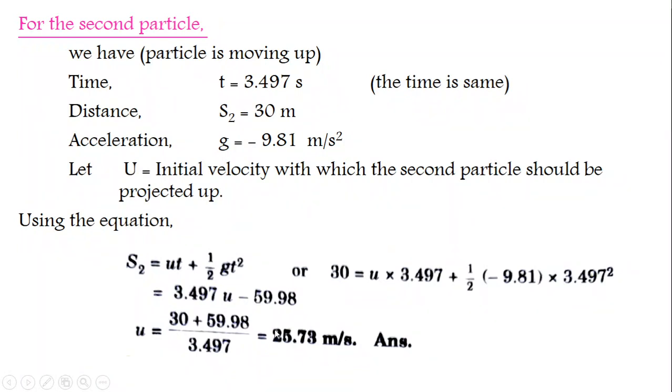This is the initial velocity we require to throw the object. With this velocity, object 2 and object 1 meet at the height of 30 meters.